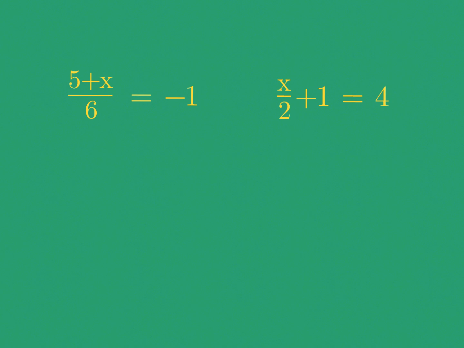Okay, I want you to notice something here. Over here on the right, what's the only thing on the top of this fraction? X. There's an X on top. Okay? Over here on the left, what's on the top of this fraction? 5 plus X.